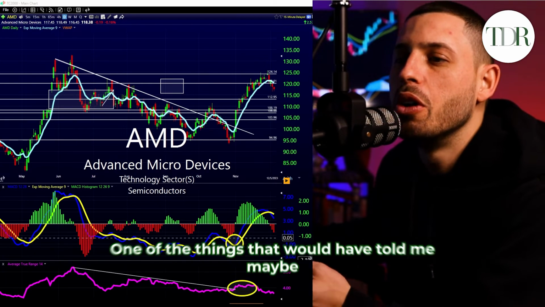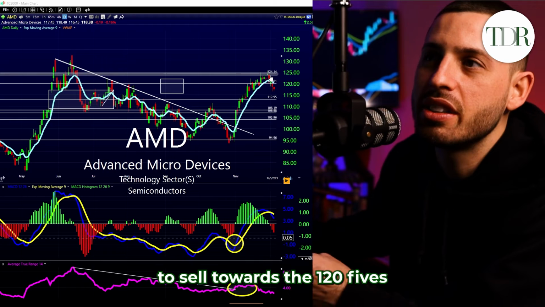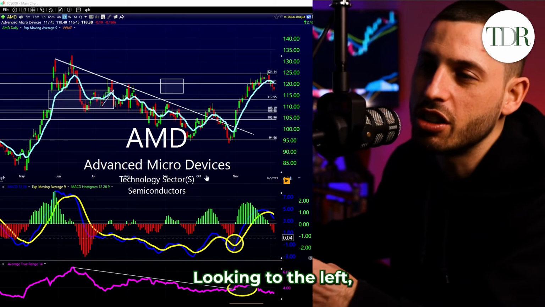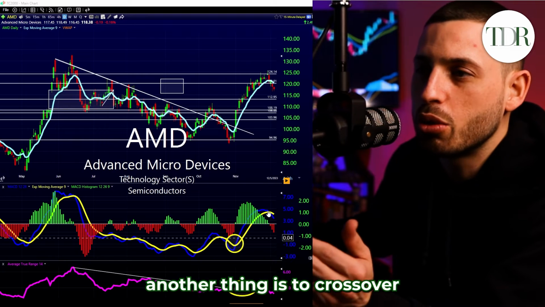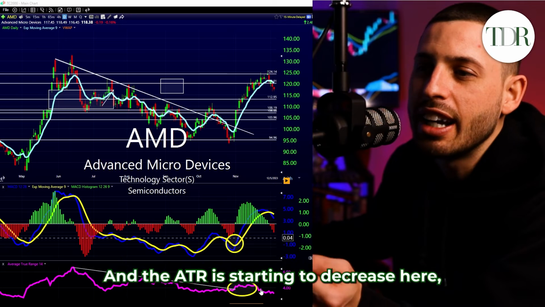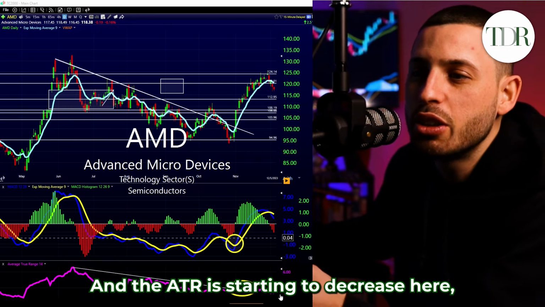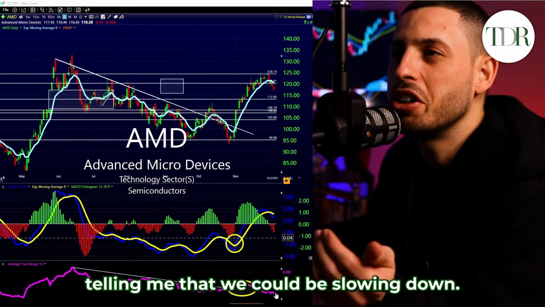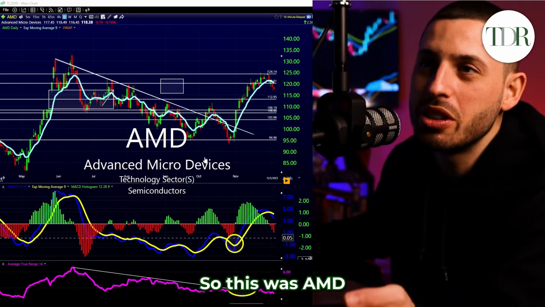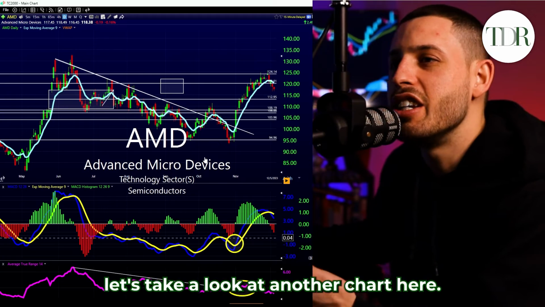One of the things that would have told me maybe to sell towards the 125s is it's a known resistance, right? Looking to the left. Another thing is the crossover happening from green to red in the momentum, and the ATR is starting to decrease here, telling me that we could be slowing down the recent trend. So this was AMD. Let's take a look at another chart here.